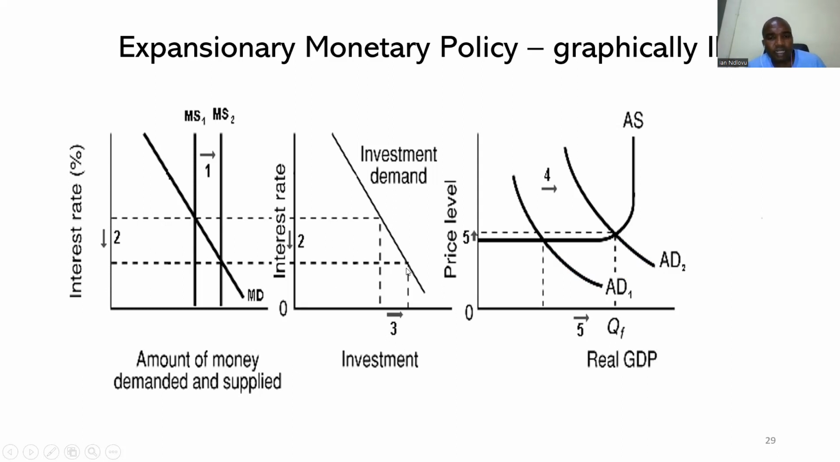And the effect of the decline in interest rate, according to the marginal efficiency of investment curve or the investment demand curve, is that the quantity of investment increases in the economy. There is a change in investment, a positive change in investment, which triggers an upward shift of the aggregate demand curve from AD1 to AD2, thus leading to an increase in national income from that point to that point, which is still below the full employment level of national income.